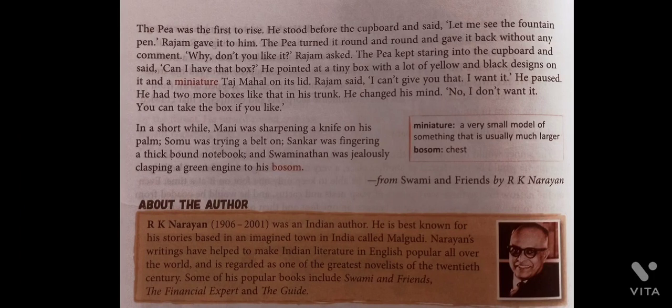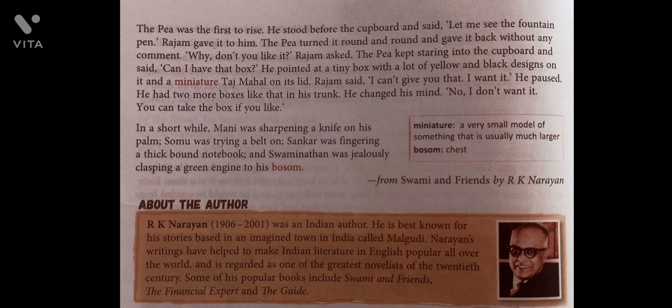So now the P was the first to rise. He stood before the cupboard and said, "Let me see the fountain pen." Rajam gave it to him. P turned it round and gave it back without any comment. "Why, don't you like it?" Rajam asked. The P kept staring into the cupboard and said, "Can I have that box?" He pointed at a tiny box with a yellow and black design on it and a miniature Taj Mahal on its lid. Rajam said, "I can give you that.